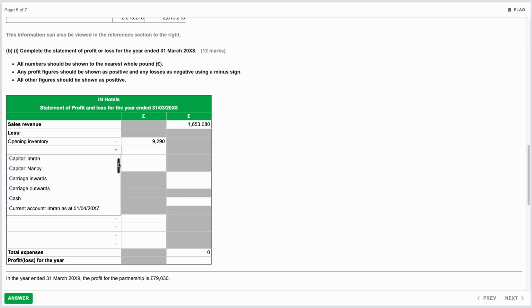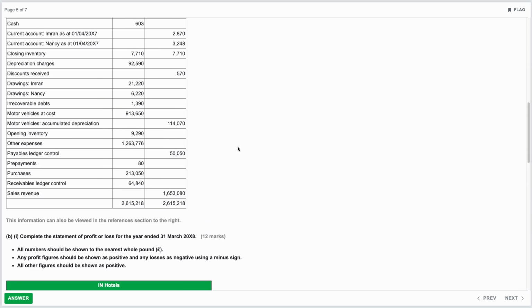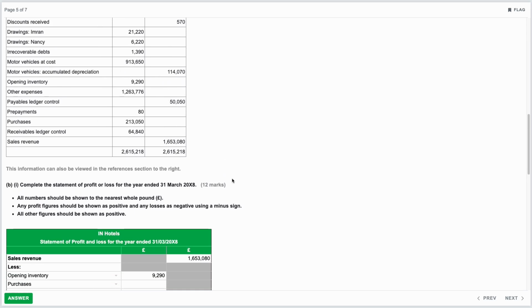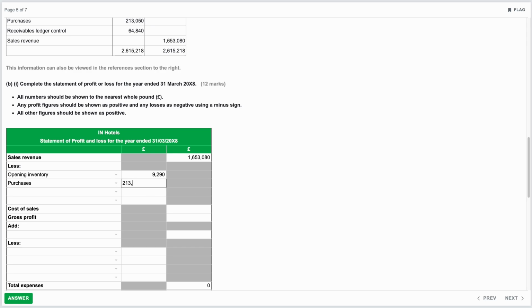So again, try that again. So purchases, where are you? There you are. So purchases, and we've got a figure of £213,050. So 213050. Now you've got two options here. You can either put your carriage inwards next and then your closing inventory, or your closing inventory and then carriage inwards. For the purposes of this, I will put closing inventory first, but it doesn't actually matter which way round you put these. So select closing inventory.